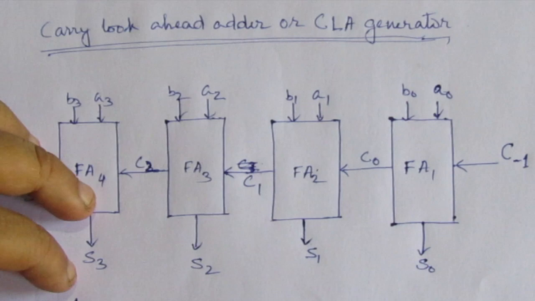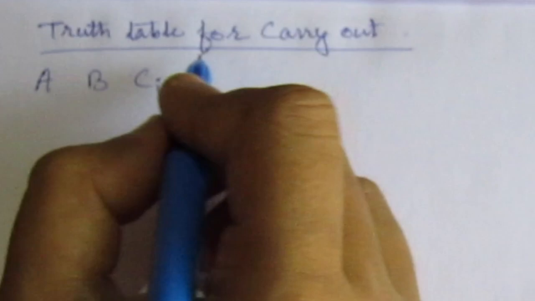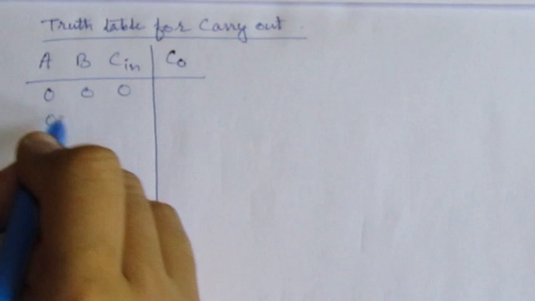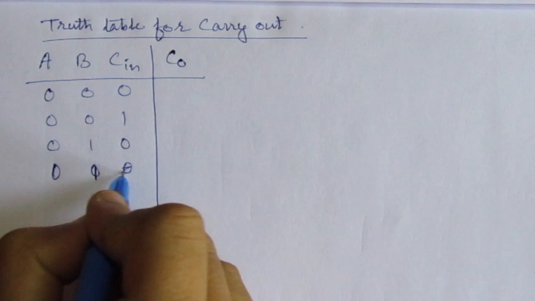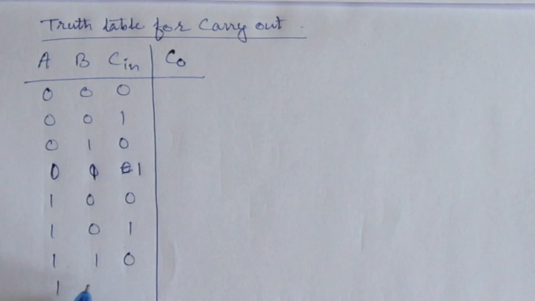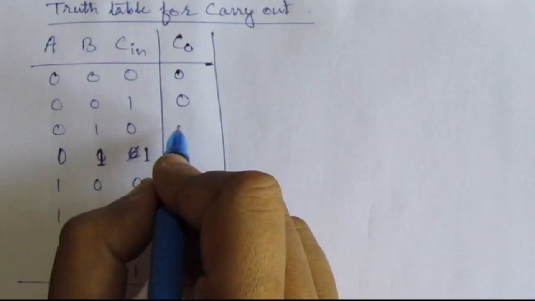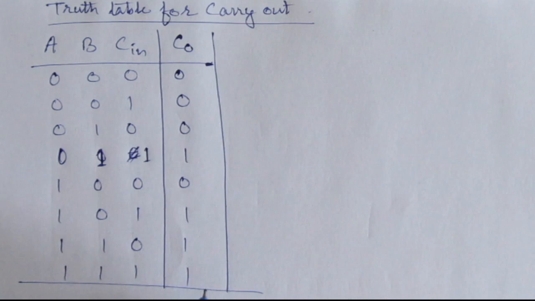So we will start with the truth table for carry out. We have three inputs and one output, carry out. So we have a combination 0 0 0. These are the 8 combinations we have. So we will get carry output as 0, 0, 0. Now we will make the K-map for the carry out.